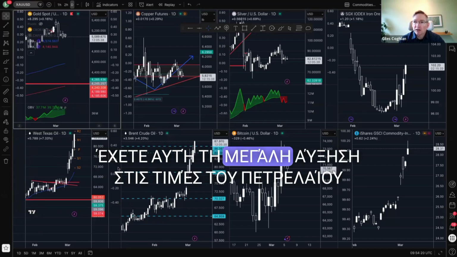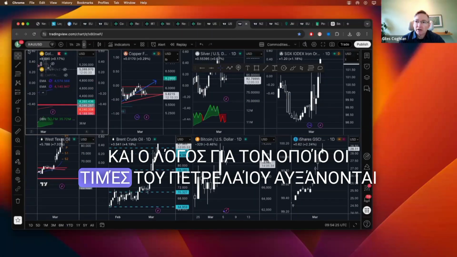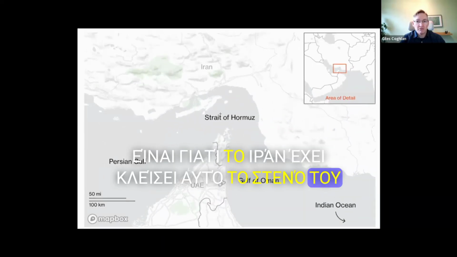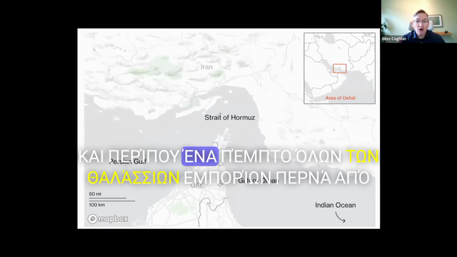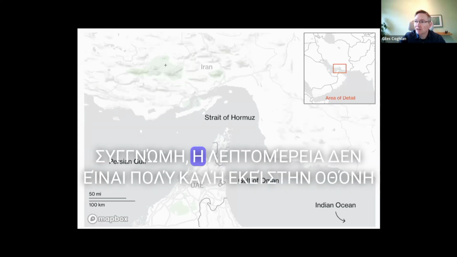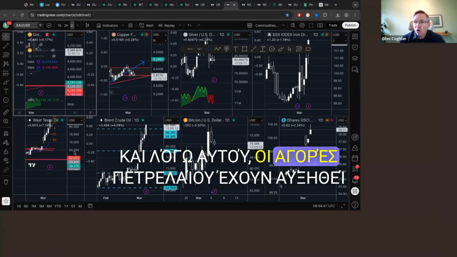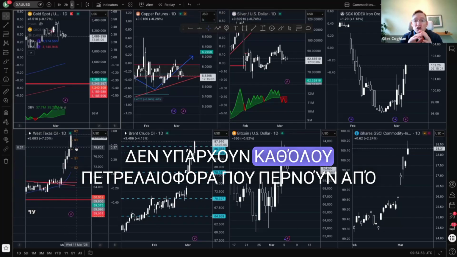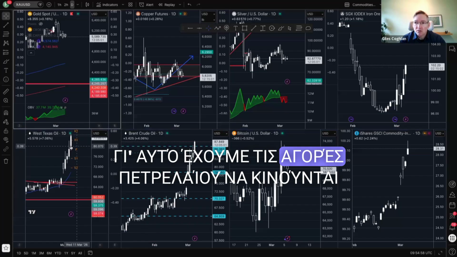You've got this big spike in oil prices, and the reason oil prices are spiking is because Iran has shut down the Strait of Hormuz, this very narrow stretch of water in the Middle East, and about one fifth of all seaborne trade travels through this Strait of Hormuz. Sorry, the detail's not very good there on the screen. And because of that, oil markets have been surging. And as it stands, there are no oil tankers going through the Strait of Hormuz at all. That's why we've got oil markets moving higher.